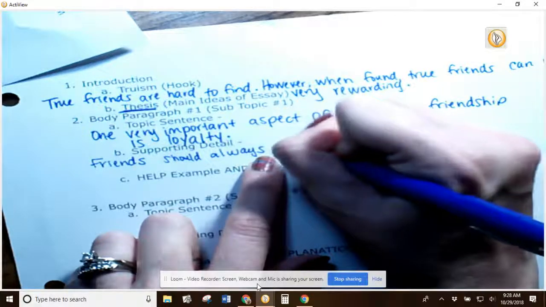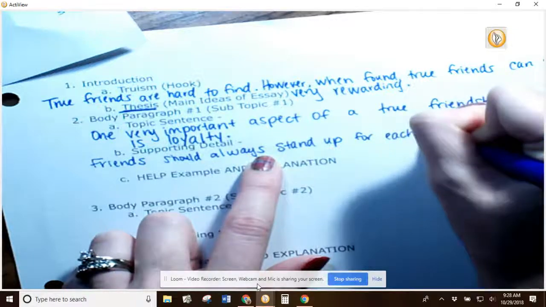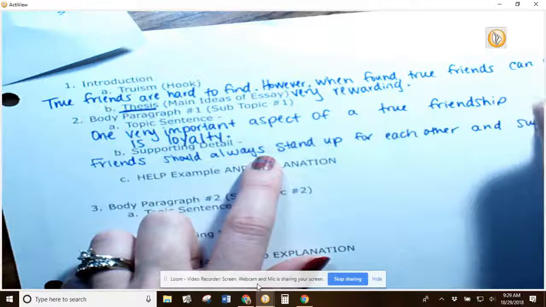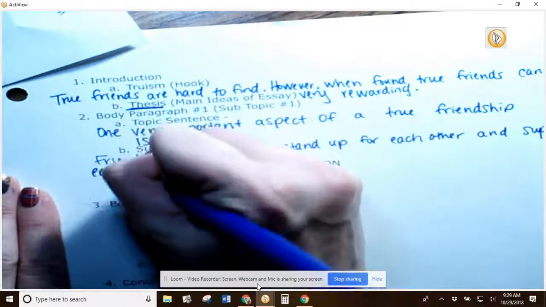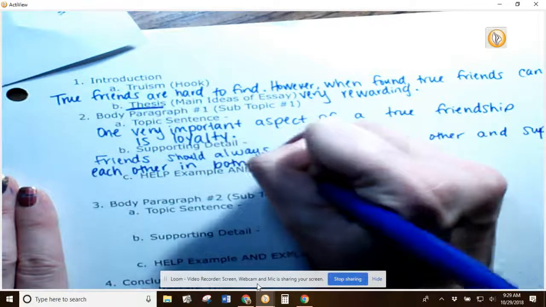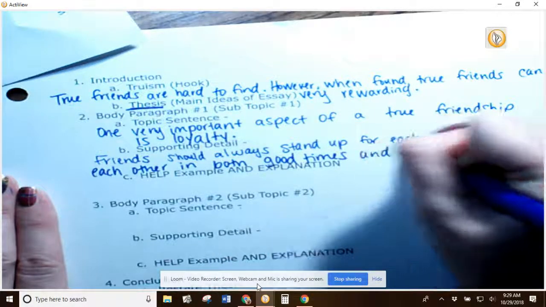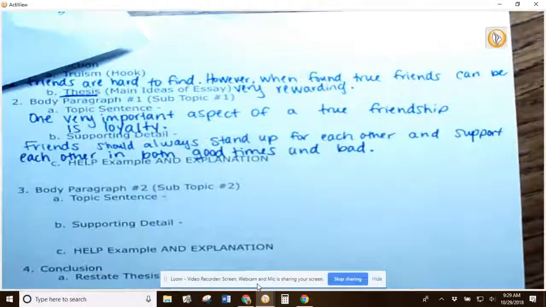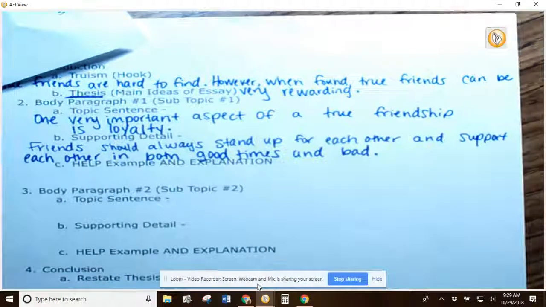Should always stand up for each other and support each other in both good times and bad. Or support each other through good times and bad, whatever you want to say.